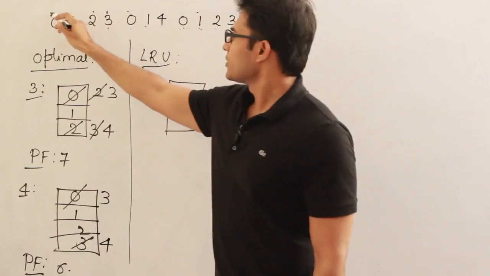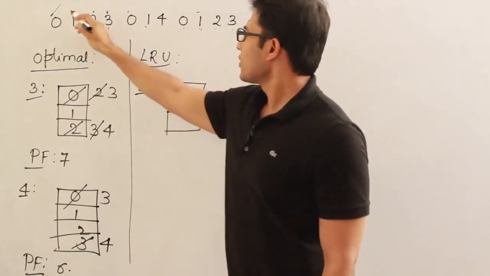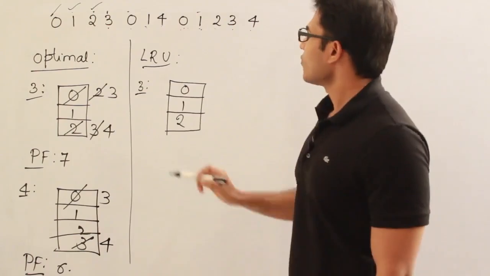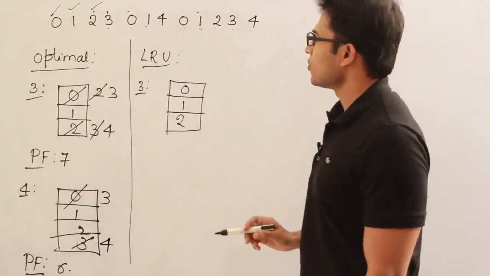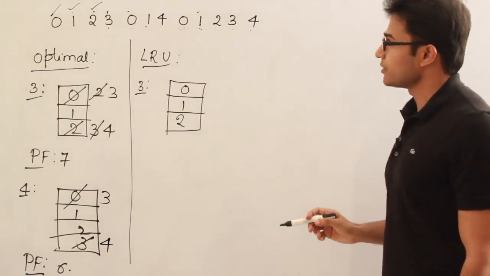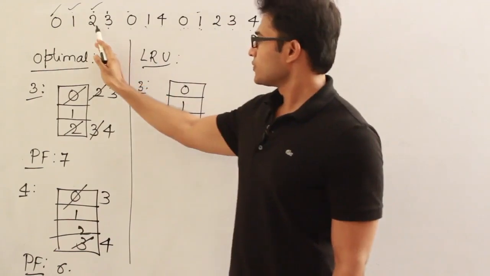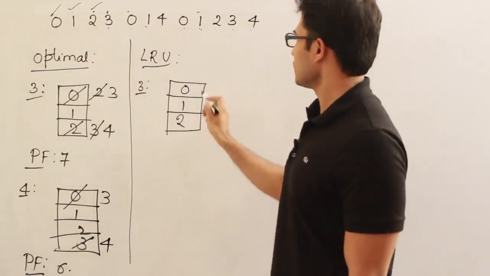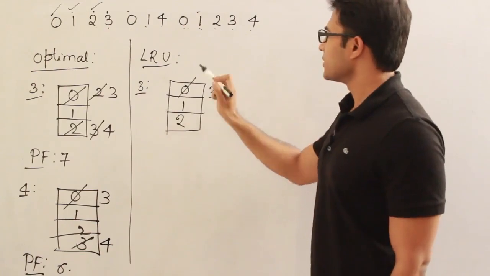So 0 is referred, it will be loaded. 1 referred, load it. 2 referred, load it. And what about 3? If I have to load 3, something has to be replaced here. Using LRU, which one will be replaced? 0 will be replaced because that is very far away in the past. Therefore 0 will be replaced with 3.